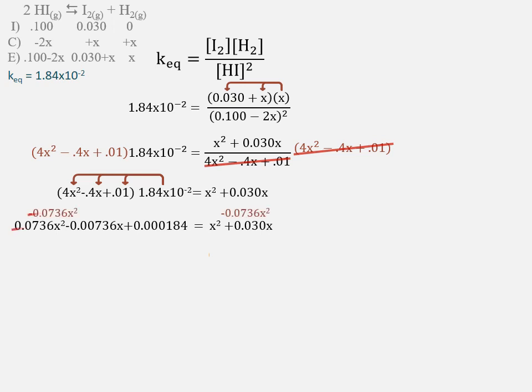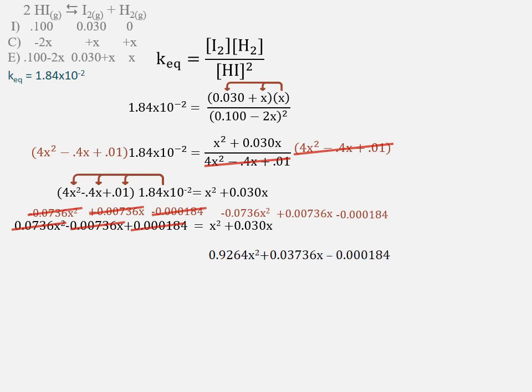So I'll start by subtracting 0.0736x squared from both sides. So 1x squared subtract 0.0736x squared gives me 0.9264x squared. Now I'll move the x term by adding 0.00736x to both sides. So 0.030x plus 0.00736x gives me 0.03736x. And now I will subtract 0.000184 from both sides. And that's all equal to 0.